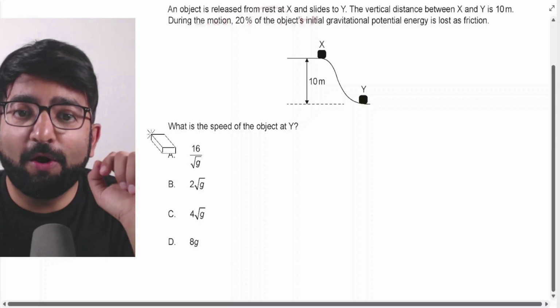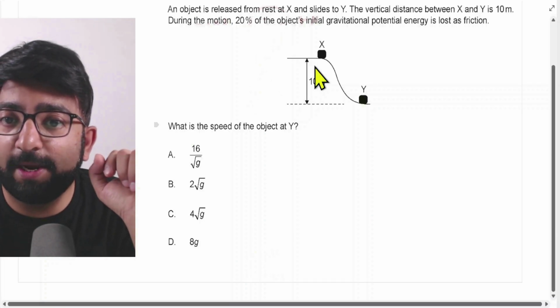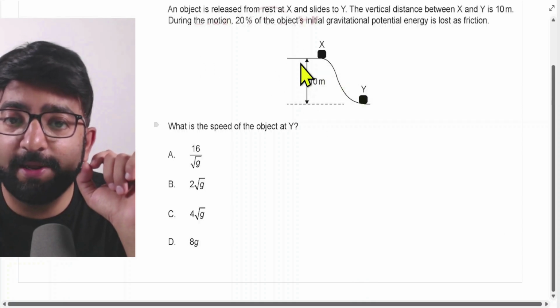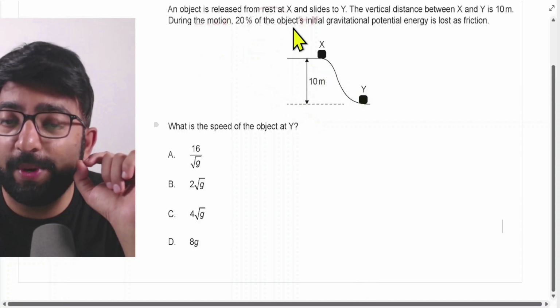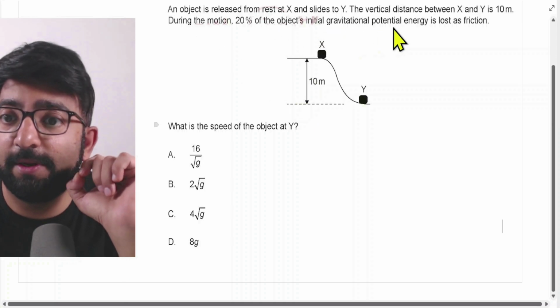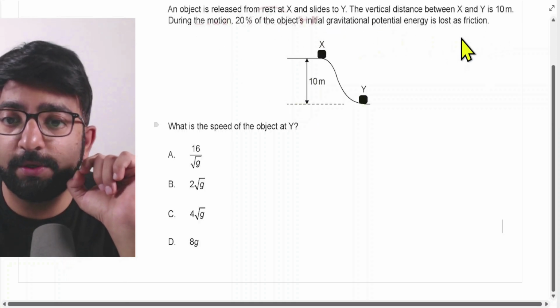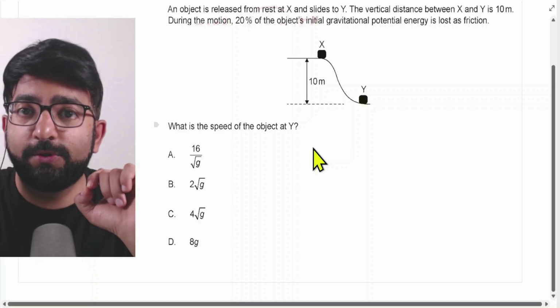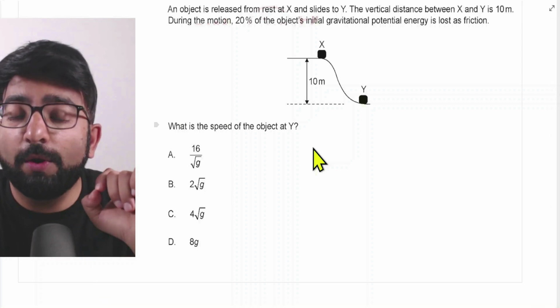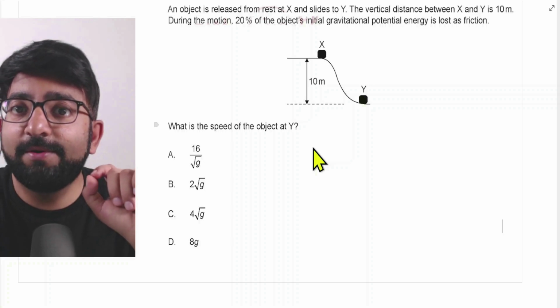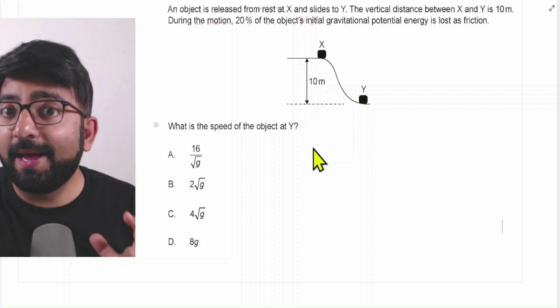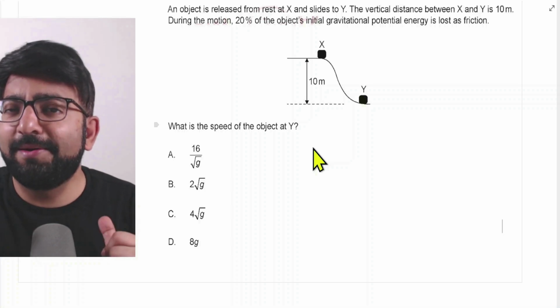So here we have an object which is released from rest at the point X and it is sliding to Y. The vertical distance between X and Y is given as 10 meters. During the motion, 20% of the object's initial gravitational potential energy is lost as friction. We need to find the speed of the object at Y. Now, it is clearly mentioned that friction is acting on this object, and friction is a non-conservative force. And we have learned that whenever non-conservative forces are present in the system, then mechanical energy conservation is a little tricky to apply.